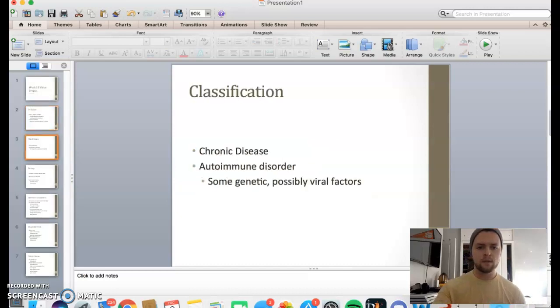So the classification of the disease, like I said, it is a chronic disease, and it is commonly classified as an autoimmune disorder. Even though it's classified as an autoimmune disorder, and there could be some genetic, possibly viral factors, what you'll find out between this slide and the next slide is that there is actually no specific known cause for the development of type 1 diabetes.